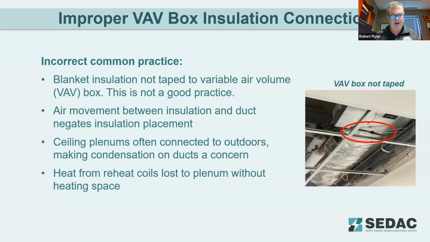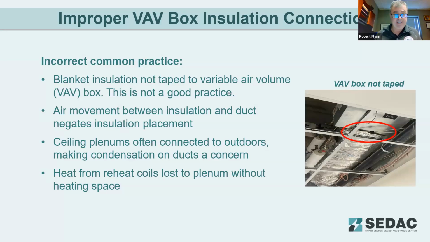And improper VAV box insulation connection. So at the terminus of a VAV box, the practice used to be where you just insulate the ductwork and you kind of backstitch the end of it, you put it right up against the VAV box. But we've been going away from that practice. What you need to do is actually put some of the tape onto the VAV box to seal the system itself.